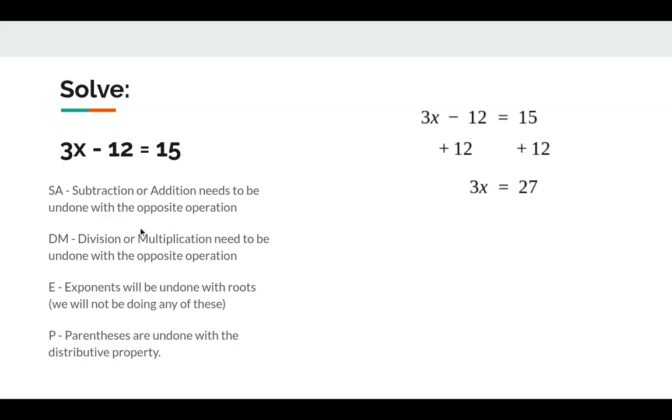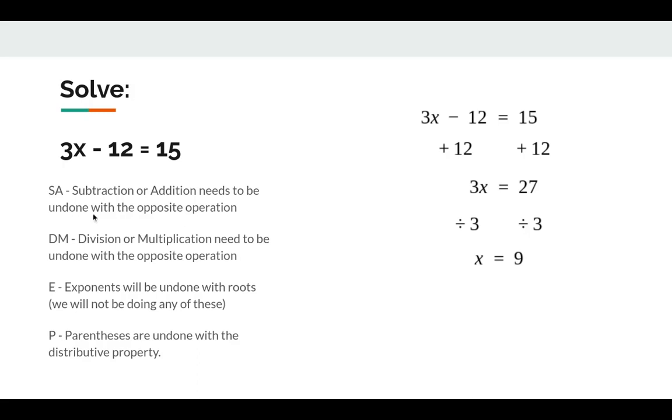Division or multiplication. Again, we want to undo this with the opposite operation. So the 3 is being multiplied by the x, and the opposite of multiplication is division. So instead of times 3, we want to divide by 3. And again, we're going to do this on both sides to keep our equation balanced. When we divide by 3 on both sides, 3 divided by 3 is 1, and 1 times x is x. 27 divided by 3 is 9, so we find a solution that x equals 9.